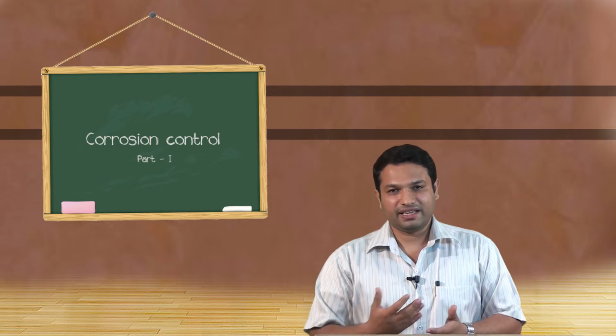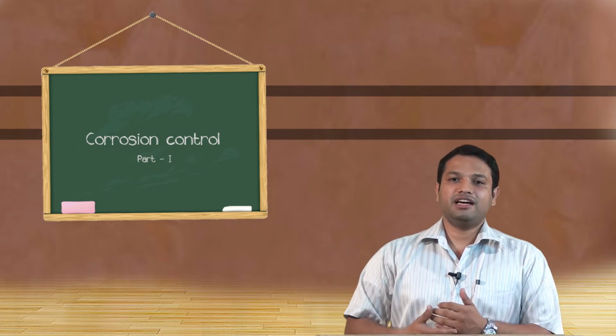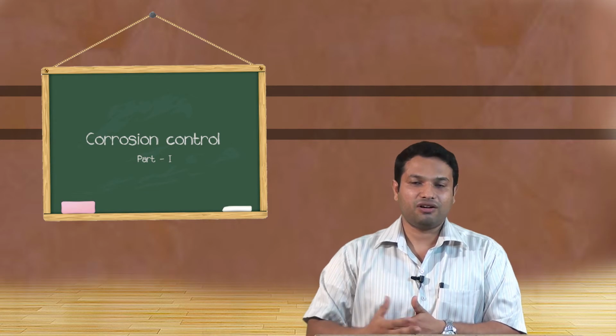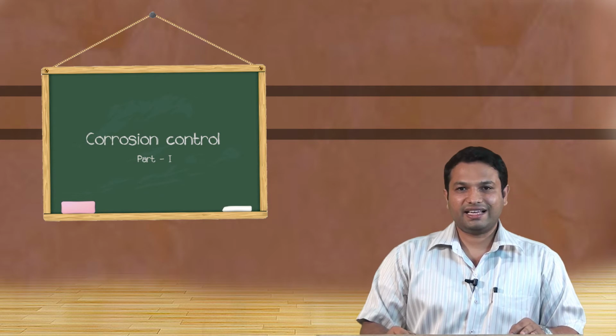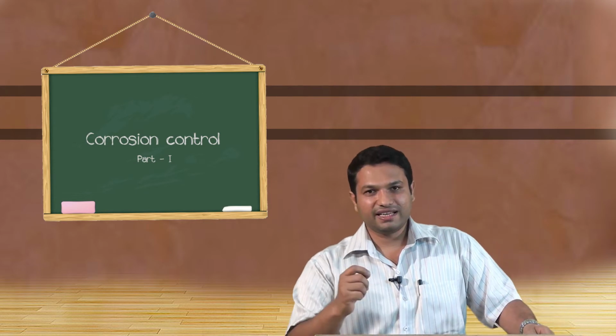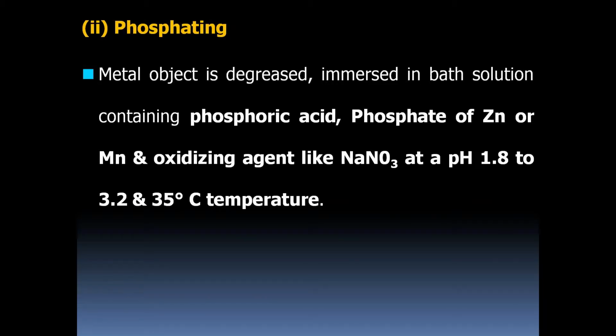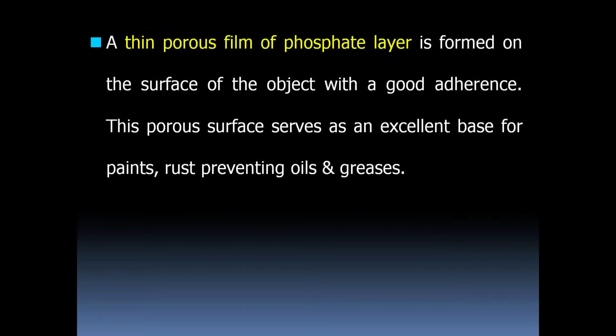Next is phosphating. As the name says, phosphating means we are coating a phosphate material on the surface of the metal. So how are we doing it? Here we are taking phosphoric acid, phosphate of zinc or manganese, and in the presence of an oxidizing agent like NaNO3, maintaining a pH around 1.8 to 3.2 and a temperature of 35 degrees Celsius, we get a thin porous layer of phosphate. This phosphate will not allow the surface to be exposed to the environment, hence the corrosion is stopped.